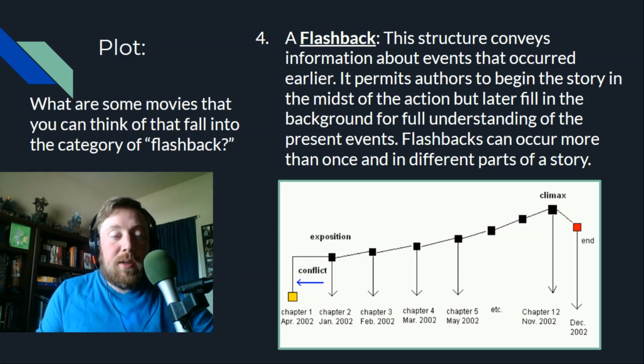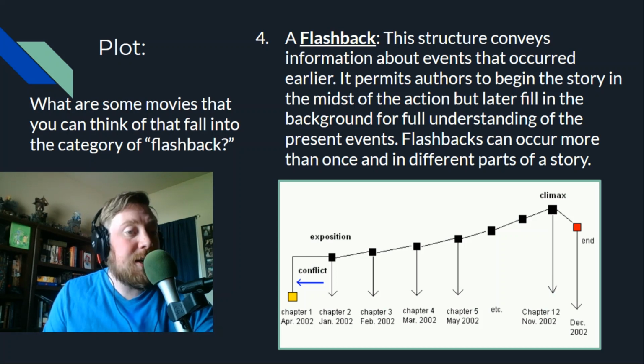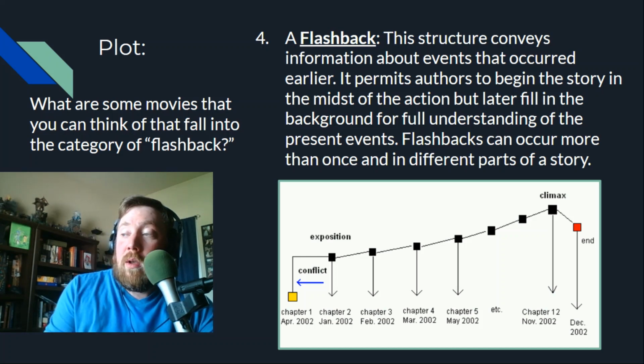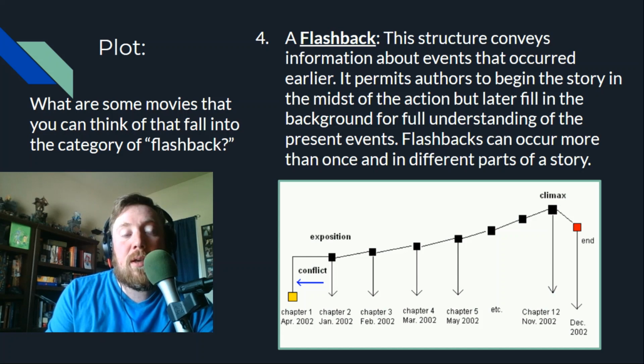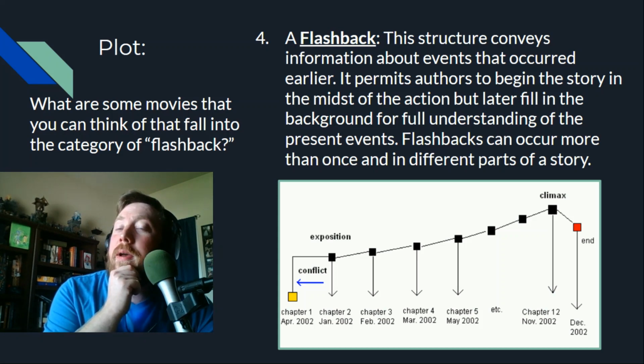So take a moment now and kind of think of a few movies that you can think of that fall into the category of a flashback. I actually mentioned during setting, I mentioned The Book Thief. The Book Thief is a flashback. Emperor's New Groove is a flashback, and let's see. Oh, I think that no, that's not. Oh, I'm trying to think. Help me out here, class.